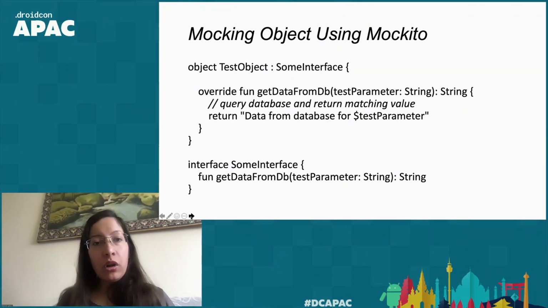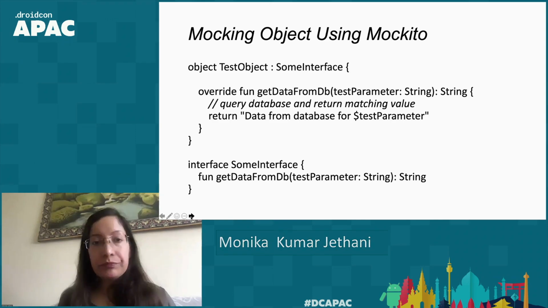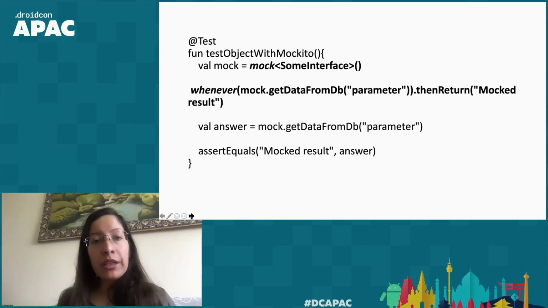So moving on to comparison of mocking objects with Mockito and MockK. When you mock objects with Mockito, you cannot directly test the object with Mockito. In that case, you will have to redesign your code and use interfaces. So you create an interface. The interface has a declaration for the method. And then when you mock it using Mockito, you create a mock of the interface, and then you can tell the mock result using when and thenReturn.